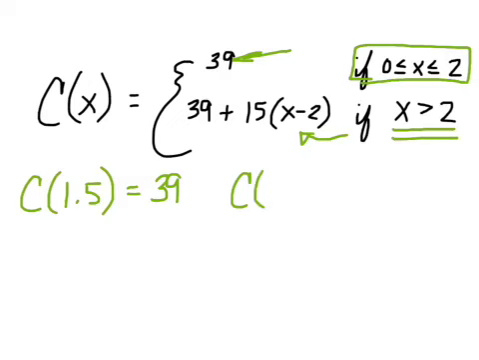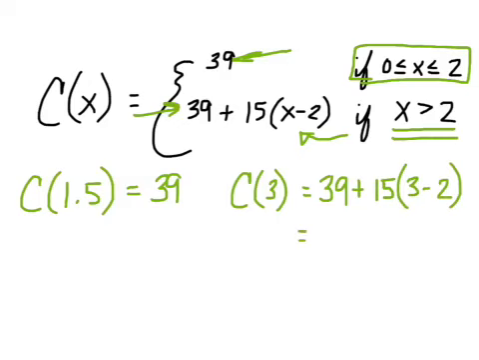If I ask you to see how much it would be if you use 3 gigs of data, now I've gone over and above. Now I'm in line 2. So now it's going to be 39 plus 15 times (3 minus 2). 3 minus 2 is 1. 39 plus 15 is 54.